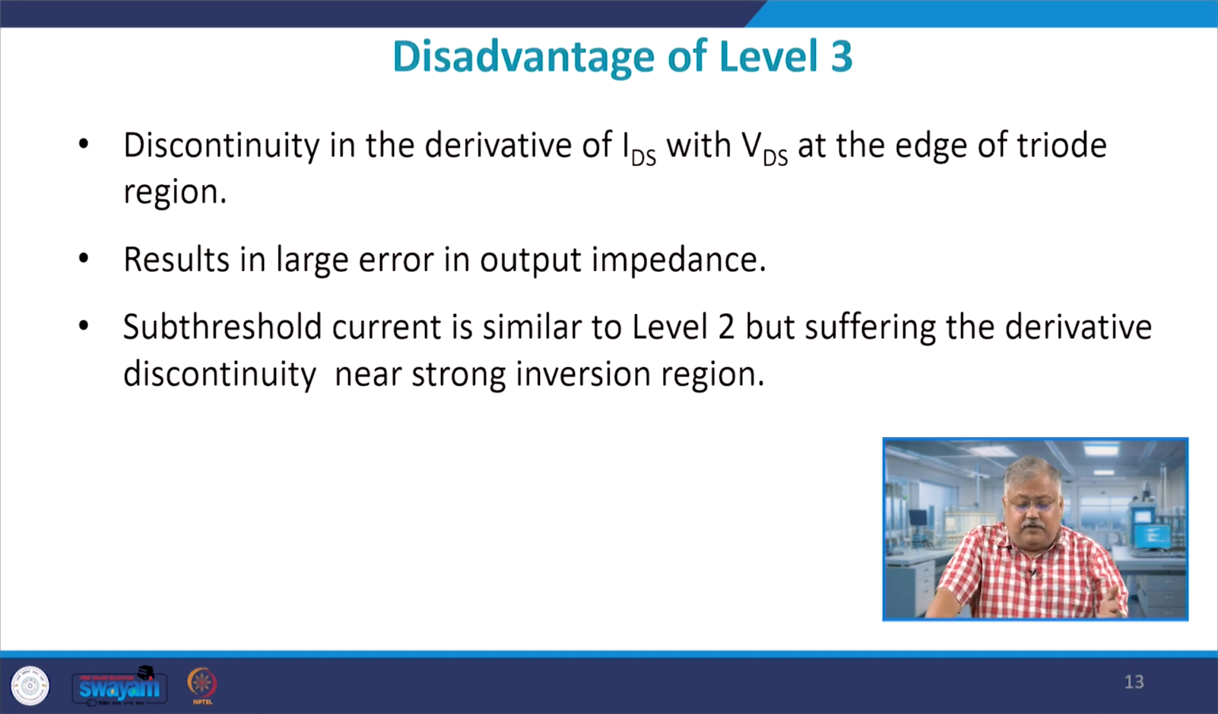Now, a disadvantage of level 3 is of course the discontinuity, which is there as in level 2, and there is a large error in the output impedance of level 3. Level 3 also has the same threshold voltage and sub threshold current as level 2, but there is a discontinuity in the strong inversion region. So, the major problem of level 3 as compared to level 2 is a strong discontinuity and the error in the output impedance of the device.